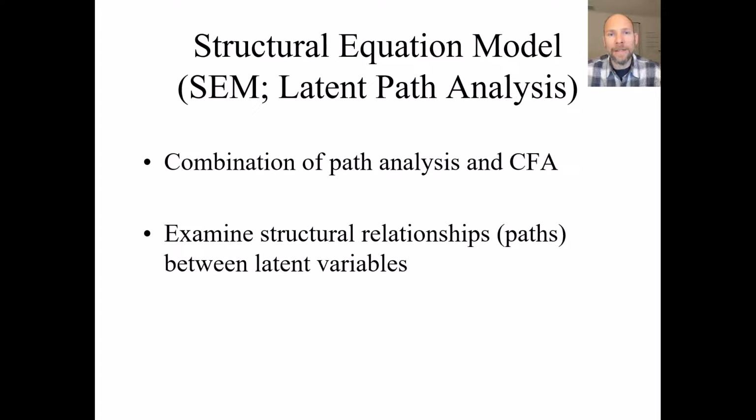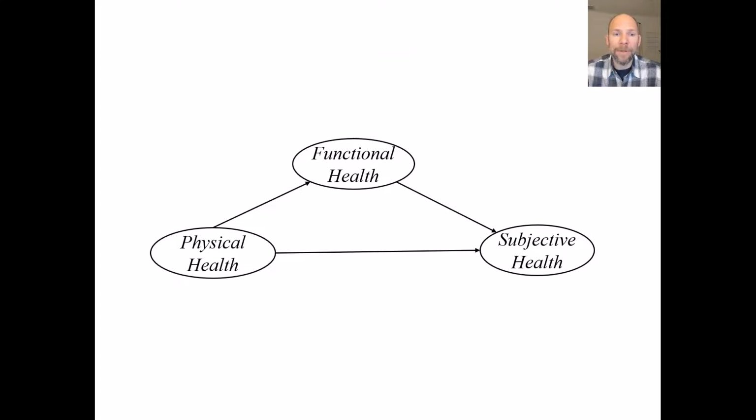we will look at the relationships between the variables at the latent level. That way we can account for measurement error and we can correct the path coefficients for measurement error. In our case, in the example with physical health, functional health, and subjective health, this would look like this. We have now a path model with latent variables.